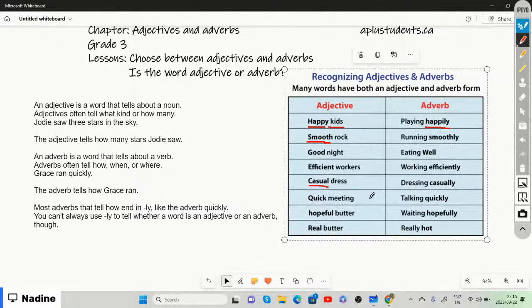And in the meeting, it's like somebody asking you, how was the meeting? And then you can say, it was a quick meeting, it was a long meeting, it was a boring meeting. So that is how you describe or tell us about a specific thing, like a noun, which is the meeting in that sense. Then once again, adverbs.